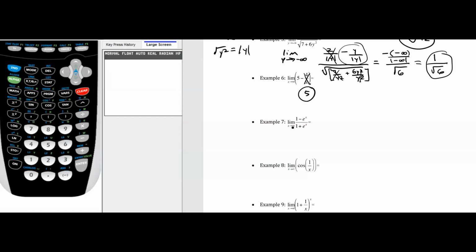Or a similar type of thing in this problem right here. I think we might be able to do just a substitution. Oh, maybe not. I don't know.